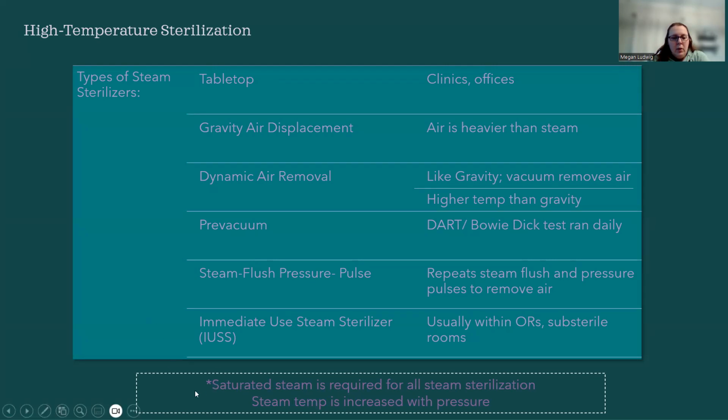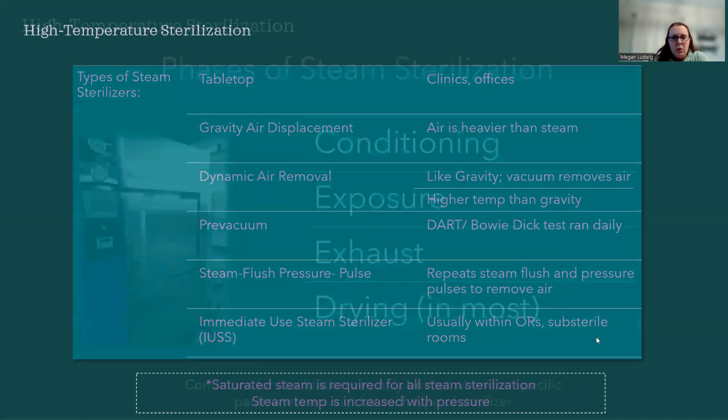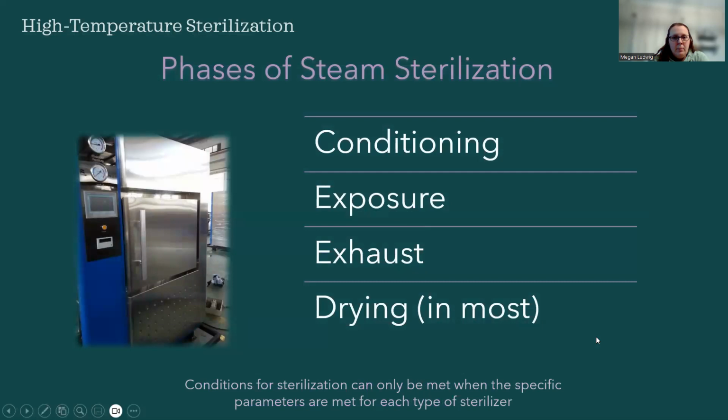Okay, so just note here, saturated steam is required for all of these. That means you're going to have a high temperature with steam that's going to increase the pressure. I think it's supposed to be like 27 psi. So the higher the pressure, the more likely you can penetrate that bacterial cell wall and kill it.